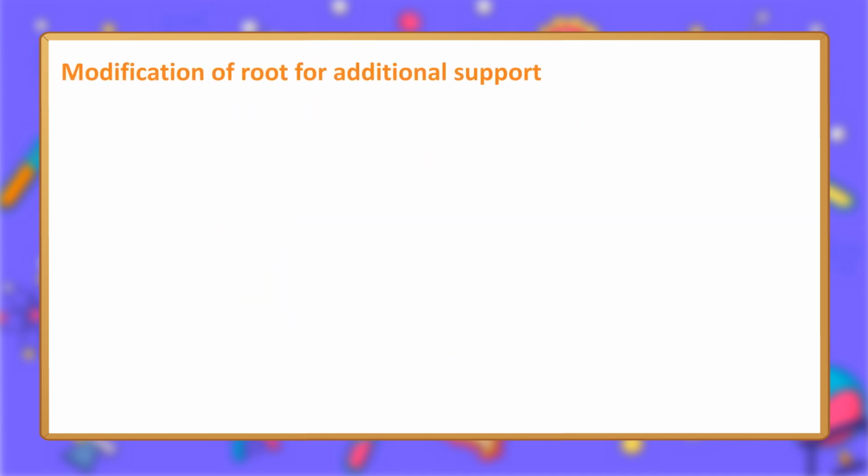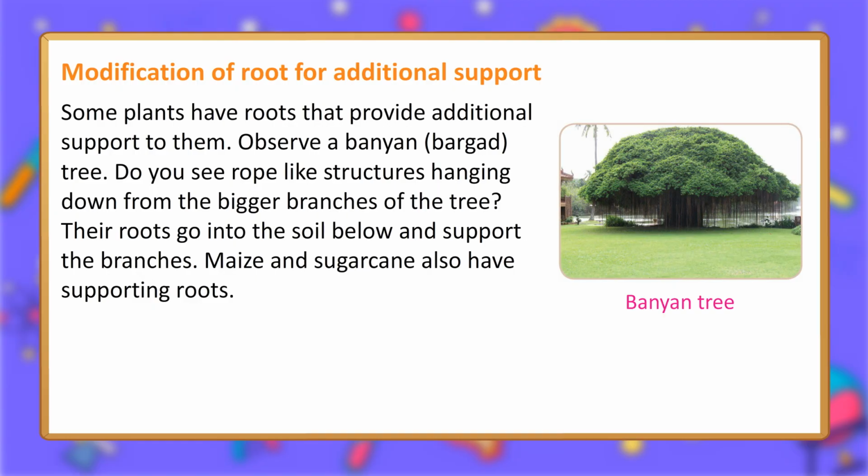Modification of root for additional support. Some plants have roots that provide additional support to them. Observe a banyan, bargad, tree. Do you see rope-like structures hanging down from the bigger branches of the tree? Their roots go into the soil below and support the branches. Maize and sugarcane also have supporting roots.